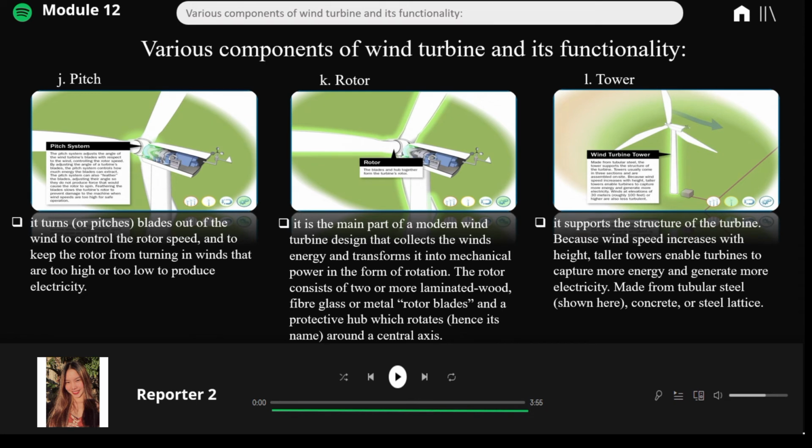Then, the tower. It supports the structure of the turbine, because wind speed increases with height, so taller towers enable turbines to capture more energy and generate more electricity. It is made from tubular steel, concrete, or steel lattice. So this component serves as support to the structure of our wind turbine, and the taller the tower is, the more energy it can attain and the more energy it will generate. Also, the tower is made out of tubular steel and concrete.